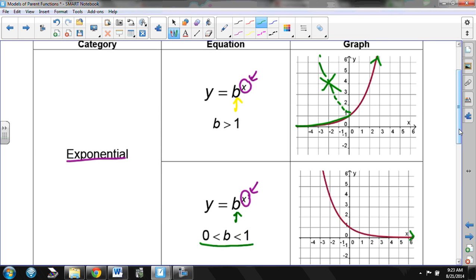What's the domain of this exponential growth curve? What x values can we have? Well, x can go as far left as we want it to. X can go as far right as we want it to. So the domain is all real numbers.